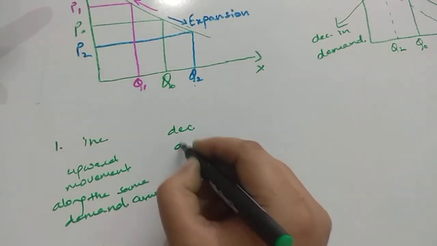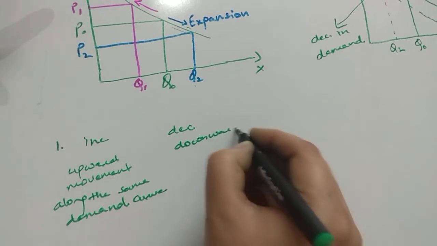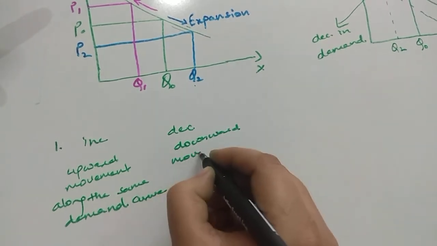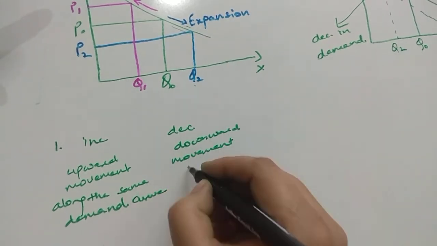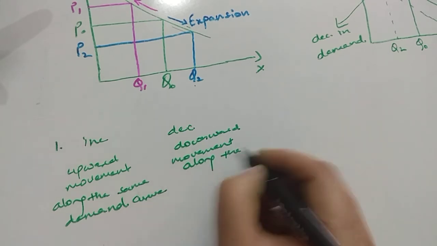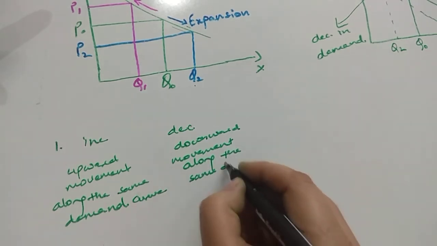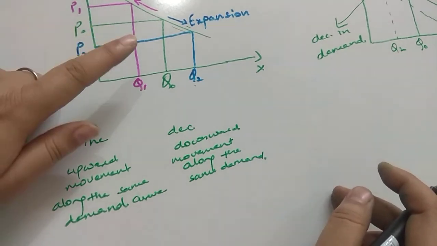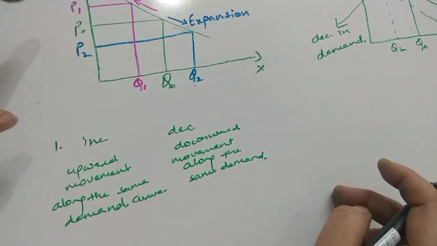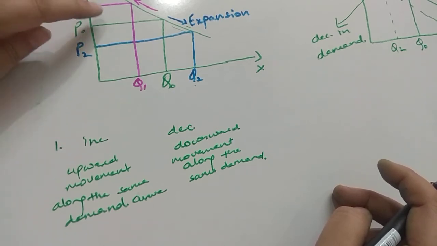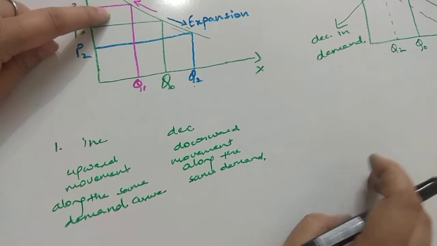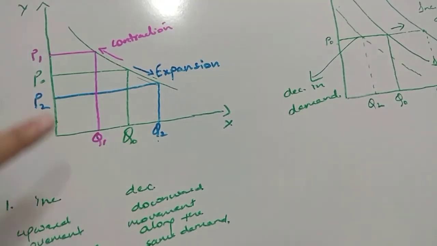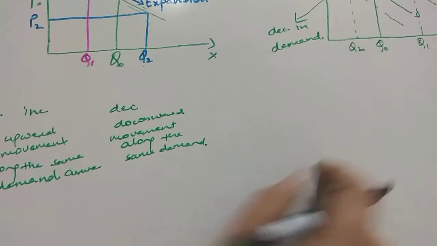And this is downward movement along the same demand curve. This is the difference between expansion and contraction. When you are writing this difference, you must write these two differences and draw this diagram as well. All right. After writing the differences, you must draw the diagram.